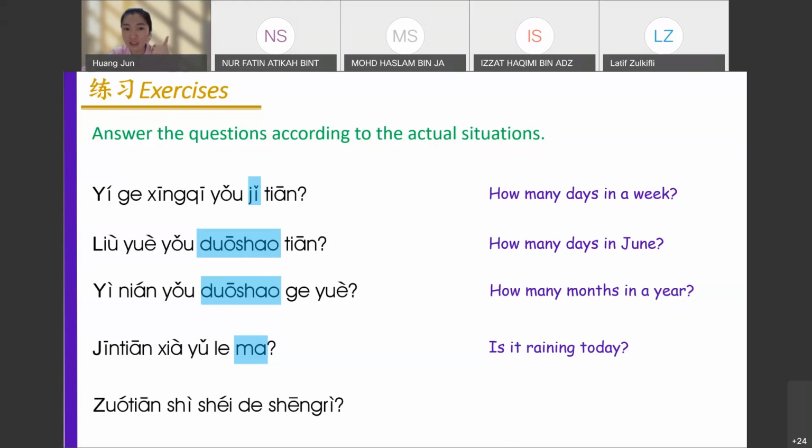昨天是谁的生日? Can you tell me where is the question word? Which one is the question word? 昨天是谁的生日? Very good, 谁, right? Asking for what? What's the meaning for 谁? Who, right? So then our answer will be a person. 昨天 means yesterday. So the question means, yesterday is whose birthday?